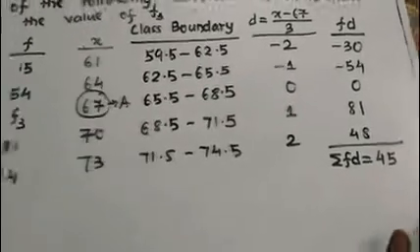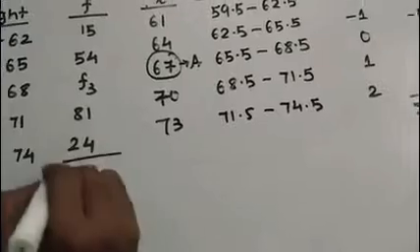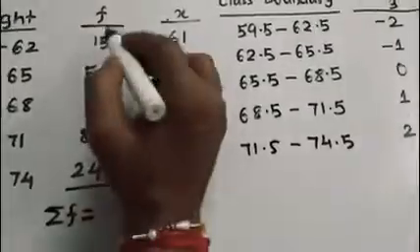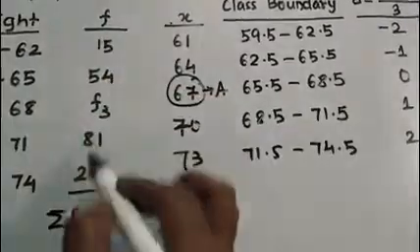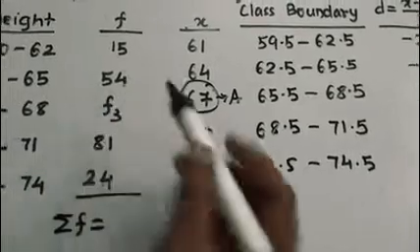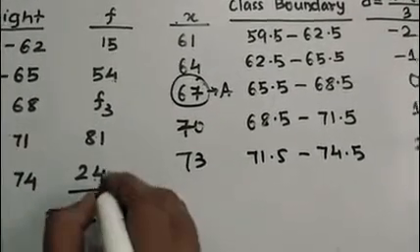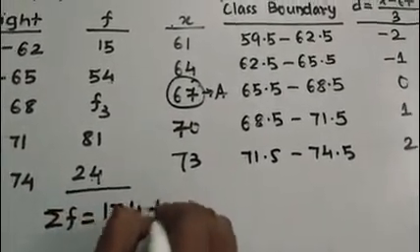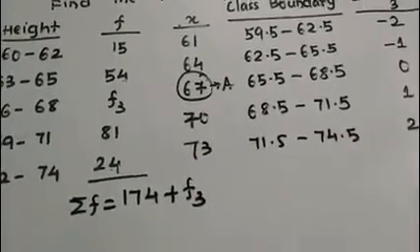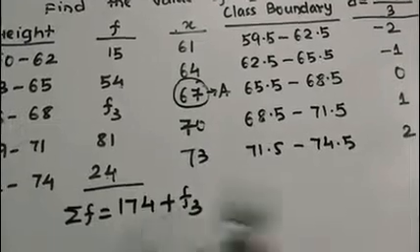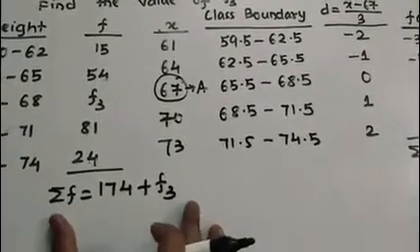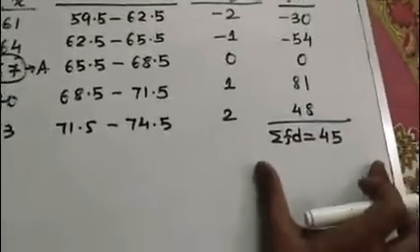Okay, now next what we have to add? We have to add summation over f. You will see that out of 5 data, 4 are numbers and the rest is f3. So if you add 15 plus 54 plus 81 plus 24, you will get 174 plus f3, which is unknown to us. We will write it this way. So from the table we get summation over f 174 plus f3, summation over fd equals 45.